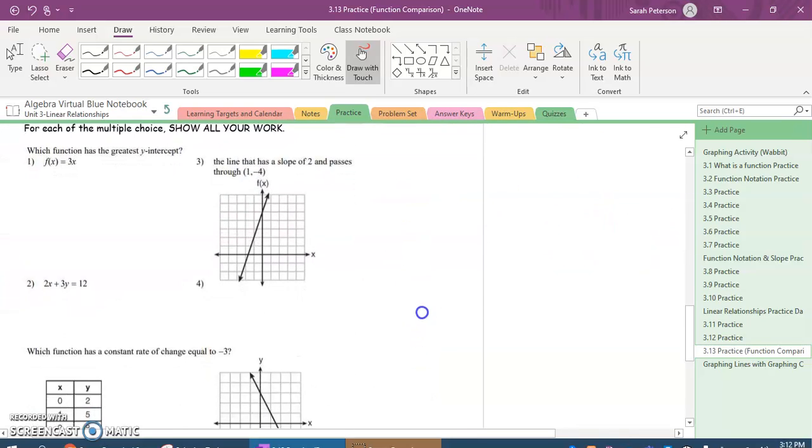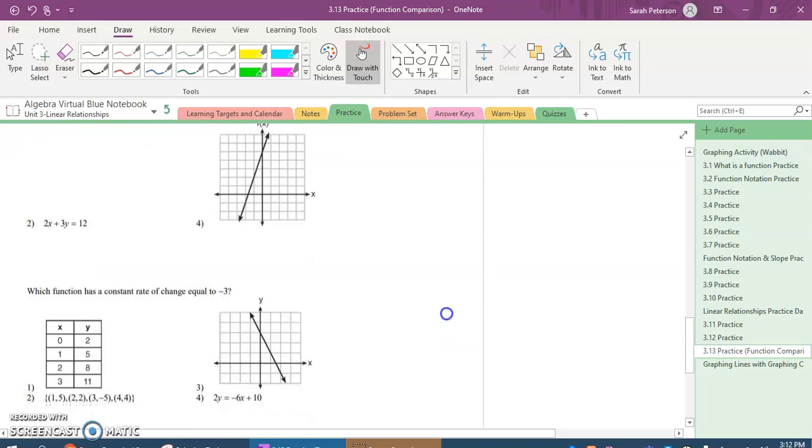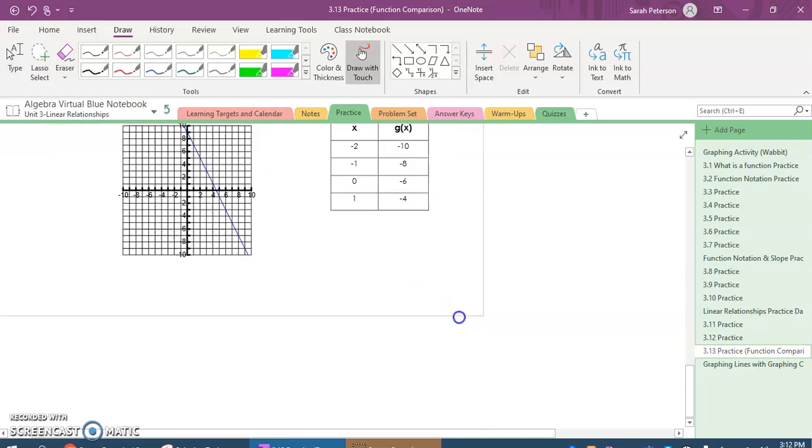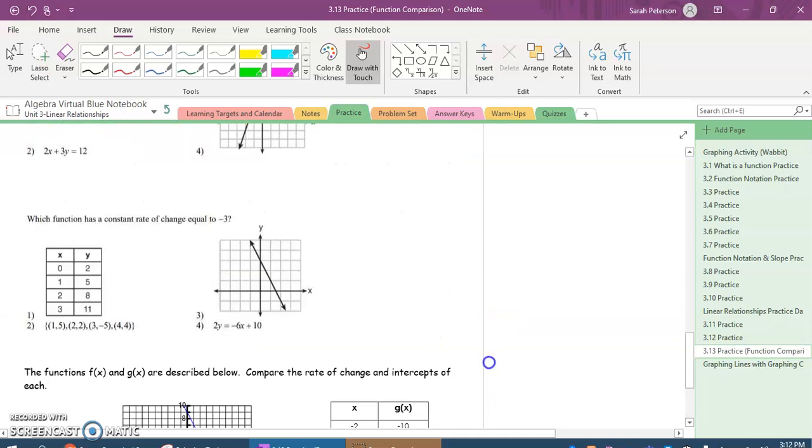The last question, the last multiple choice, make sure to show all your work so you have evidence of why you chose the answer you chose. And that's really it for the practice for today.